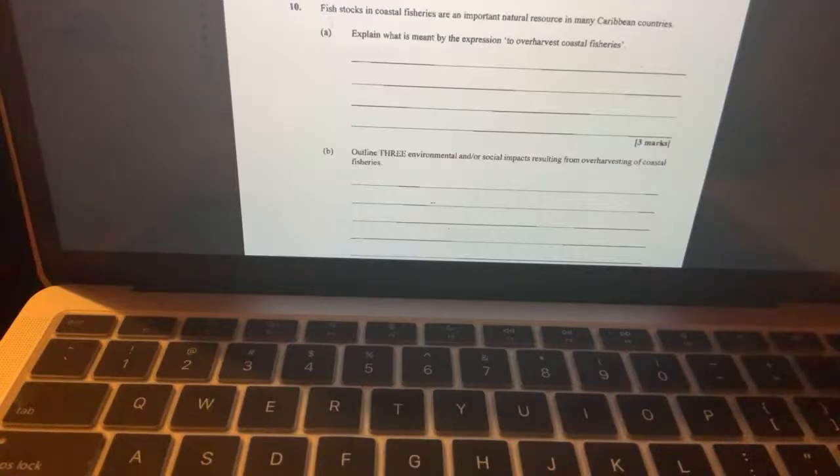Awesome, Kiara. Awesome, Dom. Natural brains. Awesome, Tavan. I tell you, this is the grade one crew. So, what does it mean to overharvest coastal fisheries? And we're outlining 3 environmental or social impacts resulting from the overharvest of coastal fisheries.